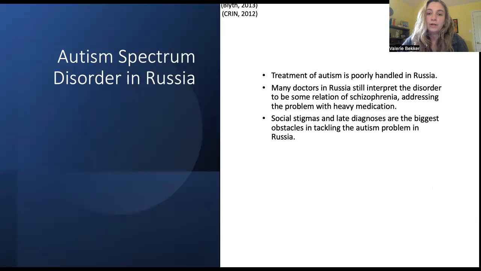Autism spectrum disorder in Russia. So treatment of autism is poorly handled in Russia. Many doctors in Russia still interpret the disorder to be some relation of schizophrenia, so they address the problem with heavy medication. There are also social stigmas around autism spectrum disorder in Russia by families and doctors, which cause late diagnosis. And that's one of the biggest obstacles in tackling the autism problem in Russia.